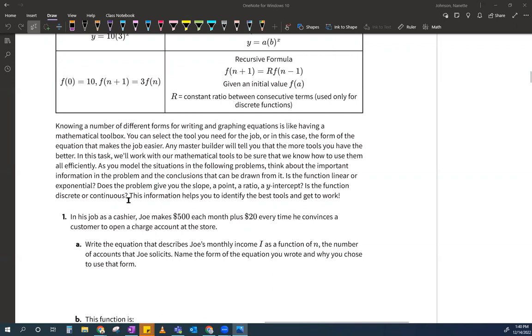Is the function linear or exponential? That's something you are pros at. Does the problem give you a slope, a point, a ratio, a y-intercept? Is the function discrete? Is it continuous? This information helps you to identify the best tools and get to work.